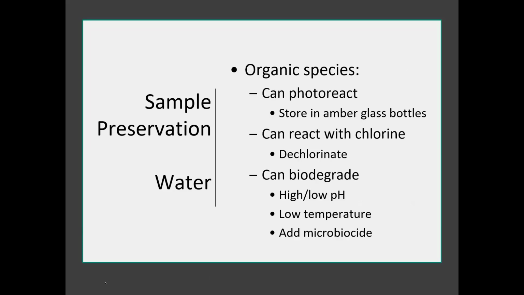Organic species can react. They can photoreact, so then we use an amber bottle to try and prevent light from entering that sample vial. They can react with chlorine. So for instance, if I'm measuring disinfection byproducts, I want to dechlorinate so I don't have reactions during storage or transport and storage. Chemicals can biodegrade. So we may actually store at high pH or low pH. I store at low temperature to try and prevent biodegradation, or I can add a bactericide to kill any microorganisms to prevent degradation.